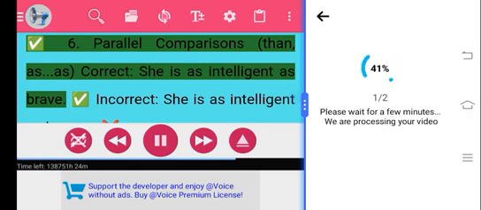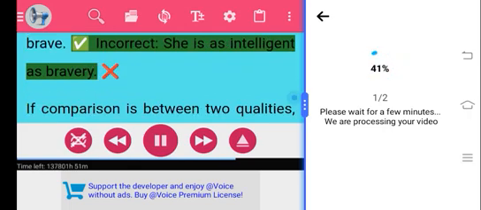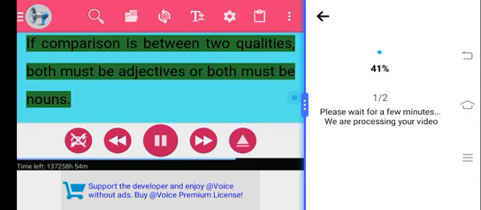6. Parallel comparisons, then, as. Correct: She is as intelligent as brave. Incorrect: She is as intelligent as bravery. If the comparison is between two qualities, both must be adjectives or both must be nouns.